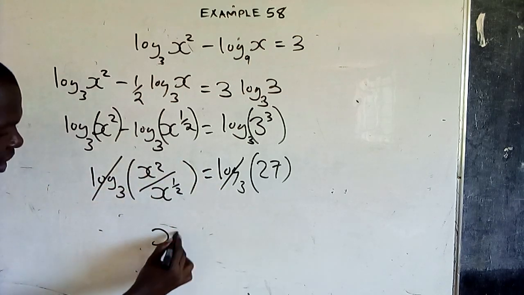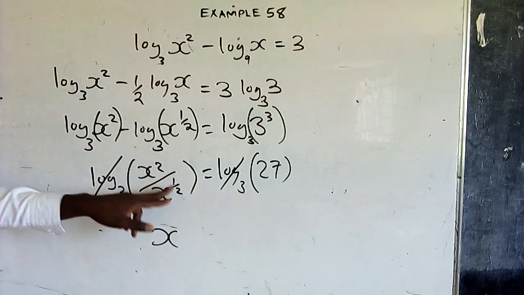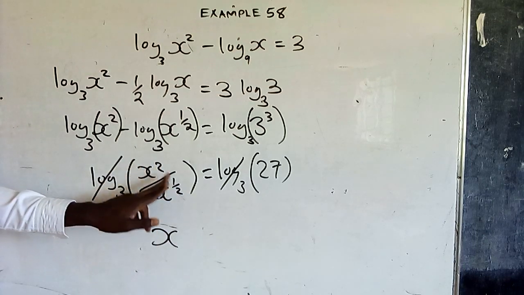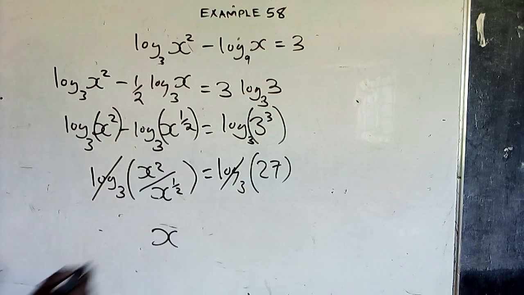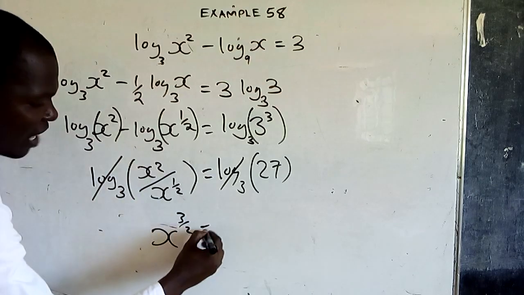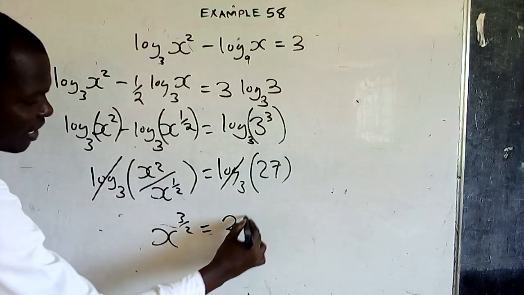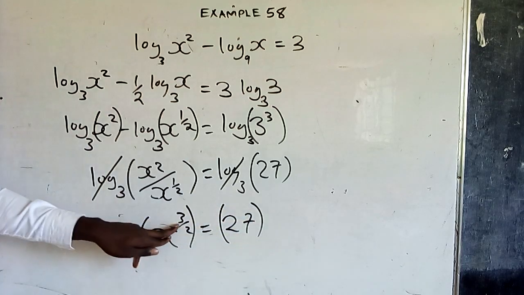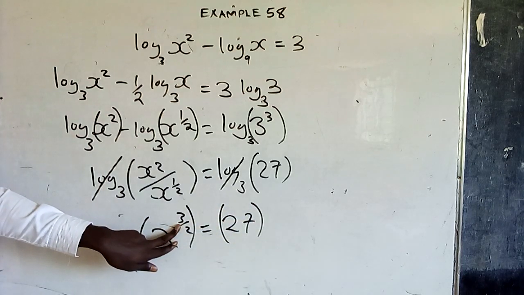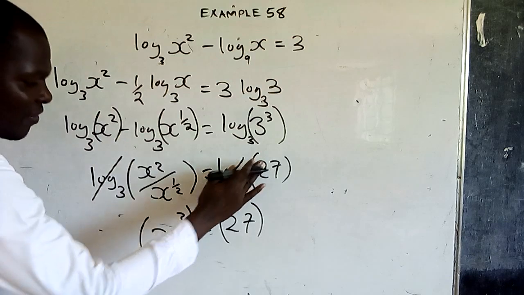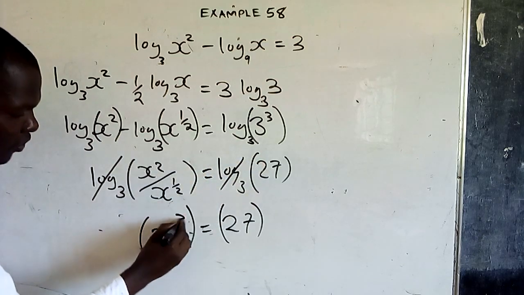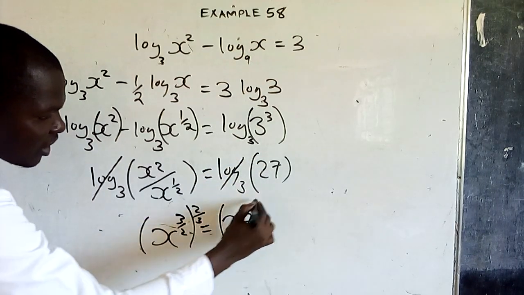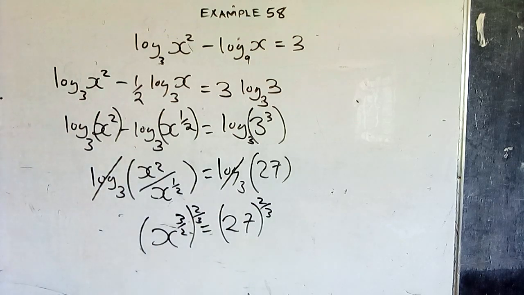Most of indices, when you have the same base with division, you subtract the powers. So this is 2 minus a half, which leaves you with 3 over 2, lots of indices. Then on the other side, we have 27. So what is x? For you to get x, you multiply by the reciprocal of this power. This is 3 over 2, the reciprocal is 2 over 3. You multiply both sides by 2 over 3.